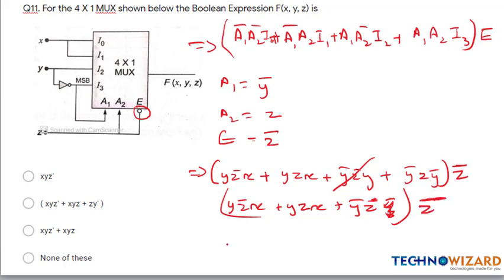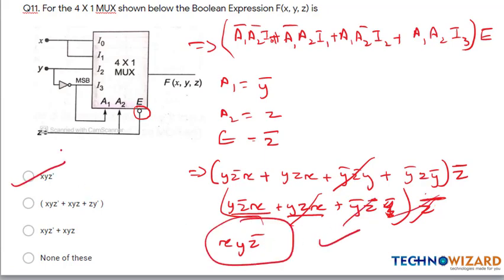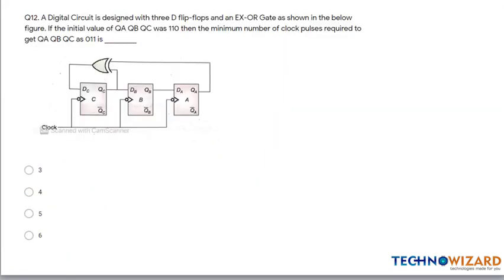Y into Z bar X is XYZ bar. On multiplying, YZX into Z bar is 0 and Y bar Z into Z bar is 0. Then XYZ bar is the correct answer. Option A is the correct answer. Next question. QA, QB, QC was 110. Then the minimum number of clock pulses required to get QA, QB, QC as 011. We have to find the number of clock pulses we will require to have this result.